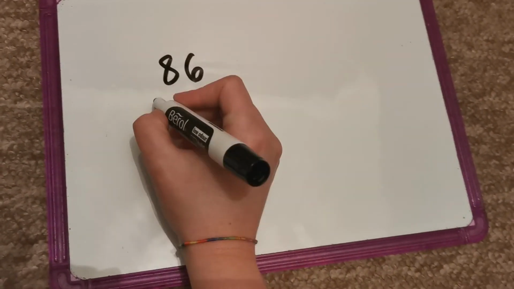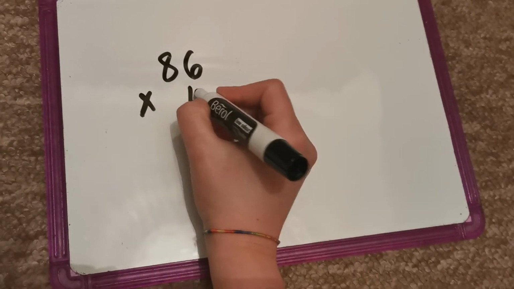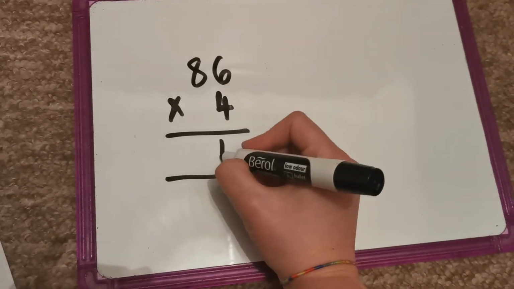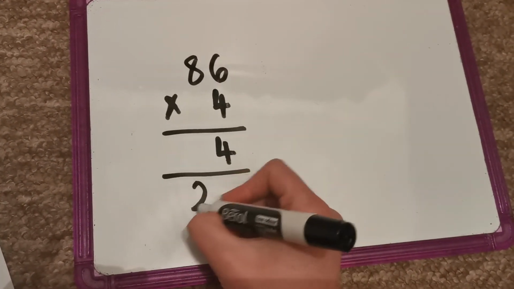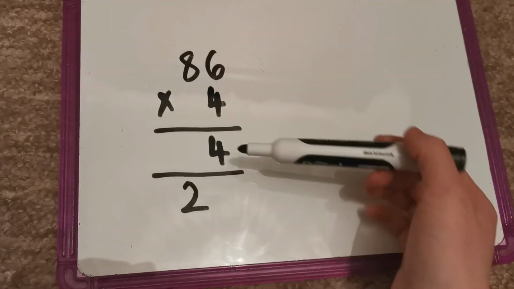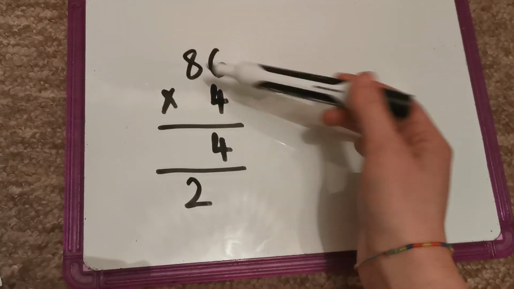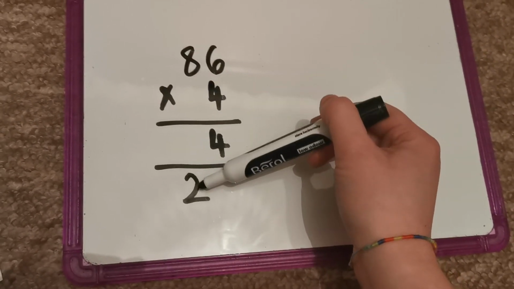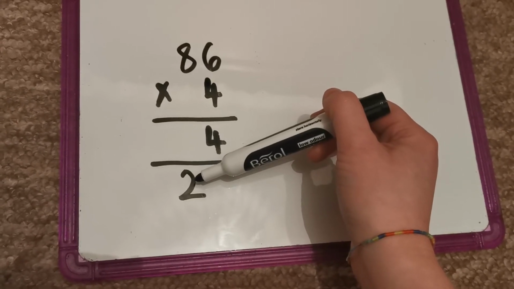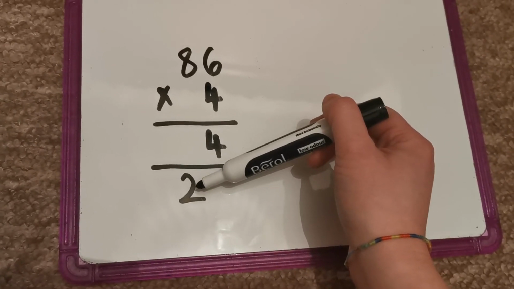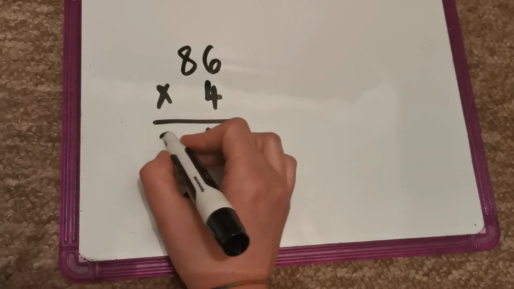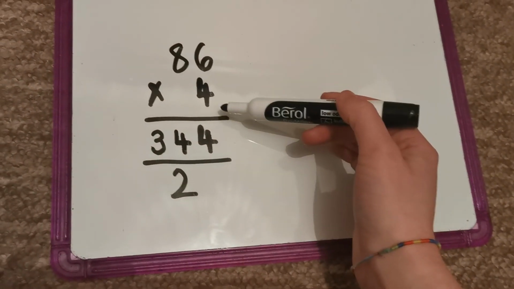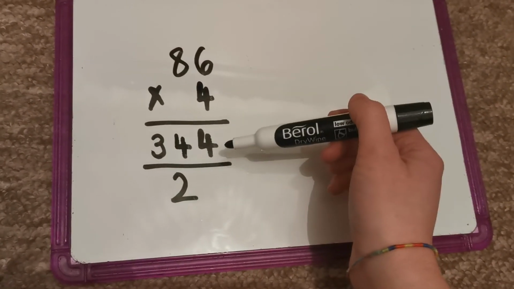86. I've gone quite big on this one. We're multiplying it by 4. So 6 times 4 is 24. So 24 has 4 ones and 2 tens. So I place the extra tens in the tens column. Then if I know that 8 times 4 is 32, then I know that 80 times 4 is 320. Plus I've got to add my 2 tens, so 330, 340, so that's the same as 34 tens. So 86 multiplied by 4 is 344.